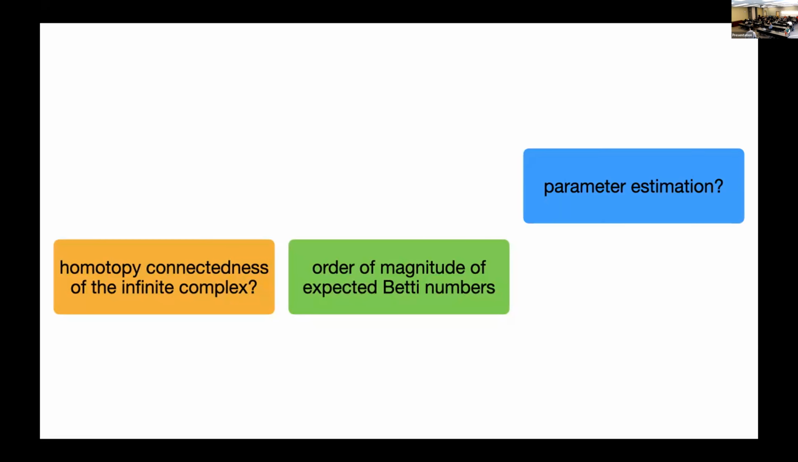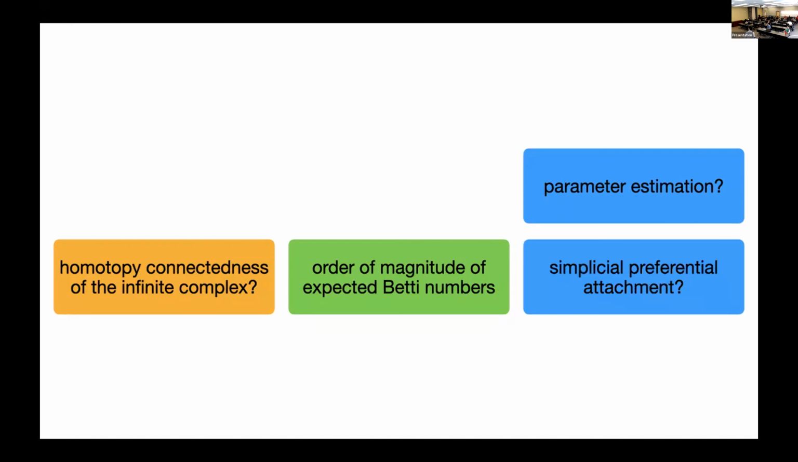If you're statistically minded, you may also want to refine the estimate. That was a pretty crude estimate. It would be nice if we can say whether the expected Betti number converges when you normalize it. Can we say something about the limiting distribution? That would be an interesting direction.